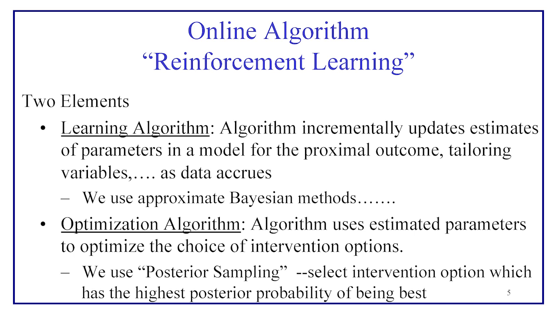In our lab, what we use is posterior sampling, and this is associated with Bayesian statistics. What we do is we calculate, given the data that's been seen so far, what's the probability of a particular intervention option being most effective. We take that probability and then we use that instead of 0.7. So I'll show you an example.